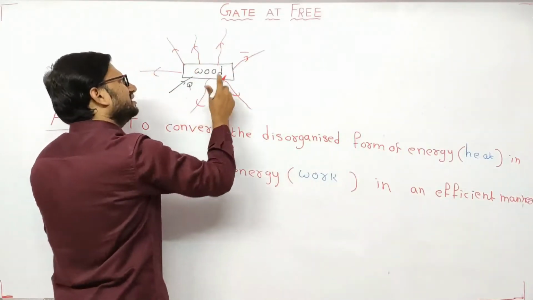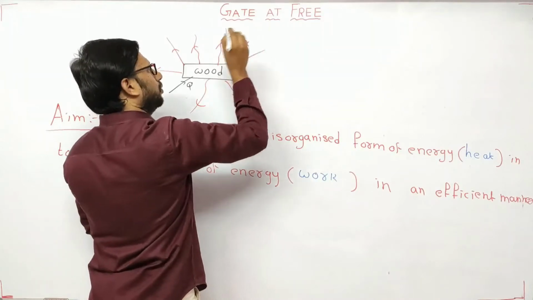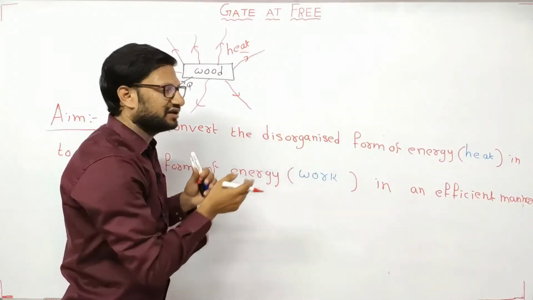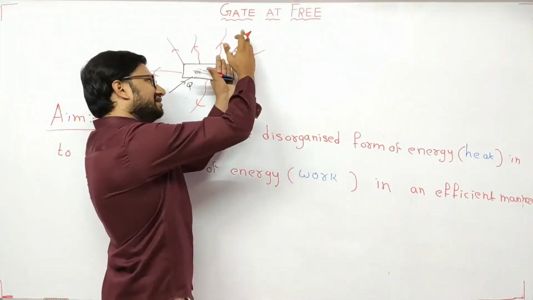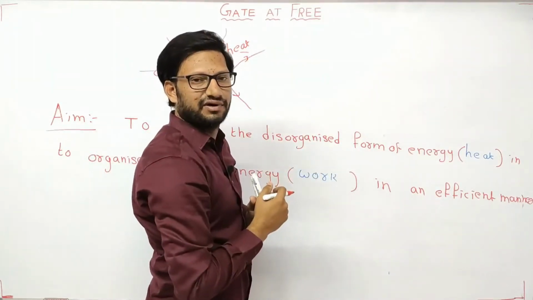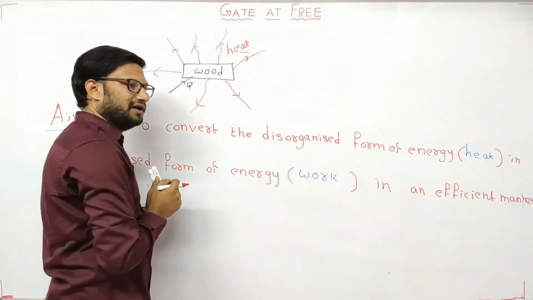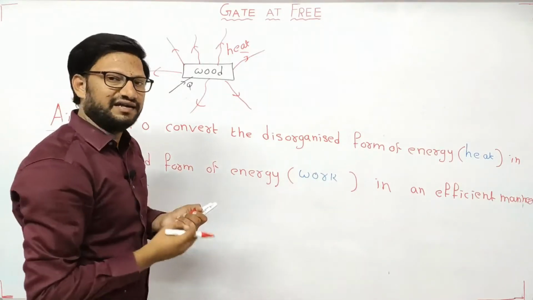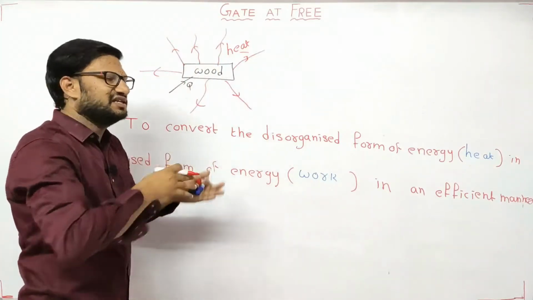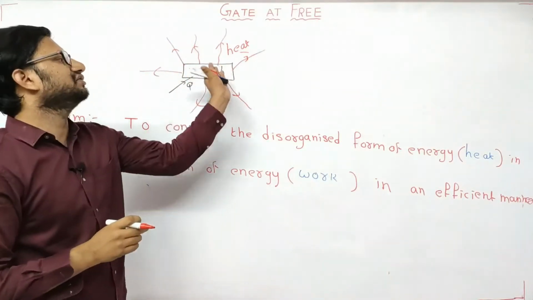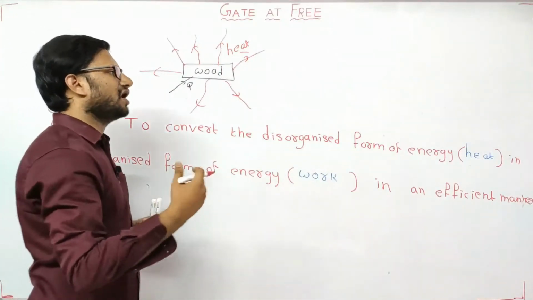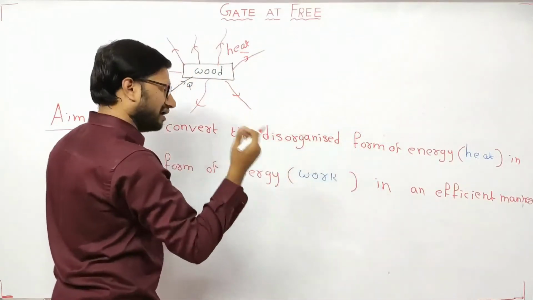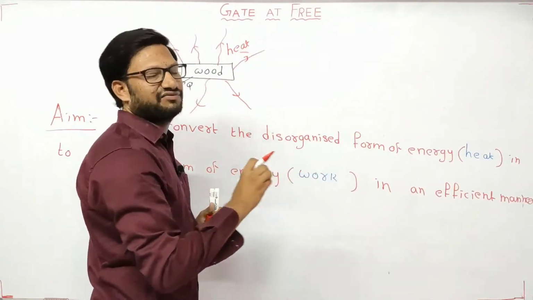Okay. Now whatever the heat developed by the wood, that heat cannot be converted into work. We cannot convert this heat directly into work. Okay. This is very, very difficult. Why? That is the reason the heat is disorganized. It is a disorganized form of energy. We cannot convert that heat directly into work. Now let us see how we can convert the heat into organized, that is work. How and why I called work an organized form of energy.